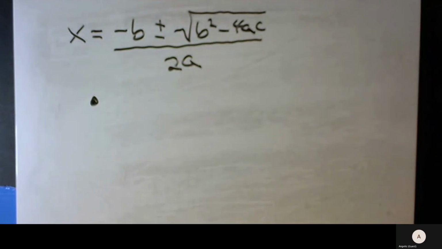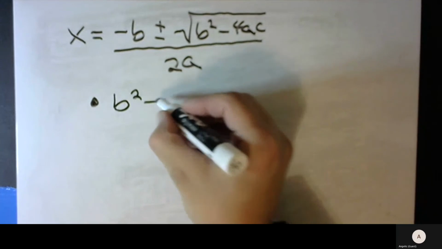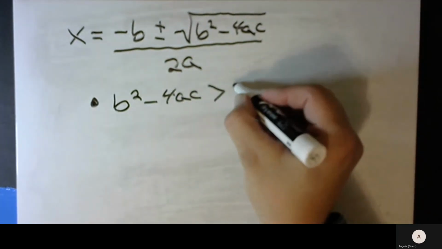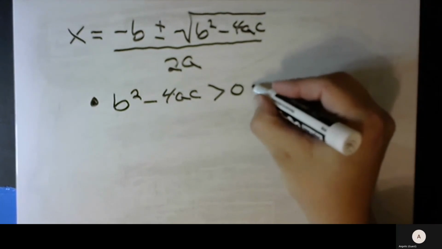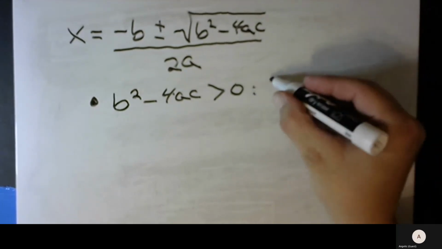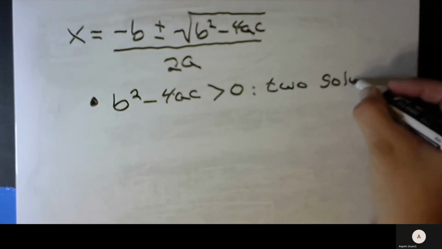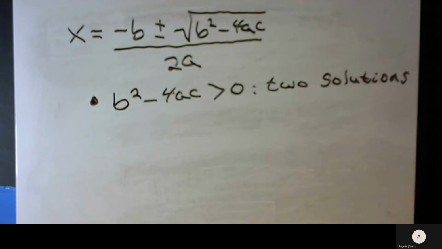I'm going to make some notes here. Now, so far, b squared minus 4ac we've always gotten something bigger than 0. So when that happens, we have 2 solutions. And that's what we've been getting so far.